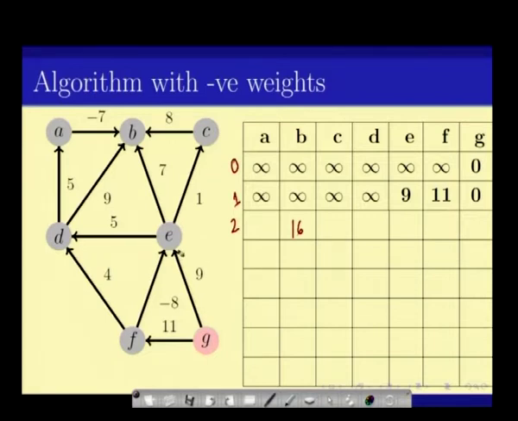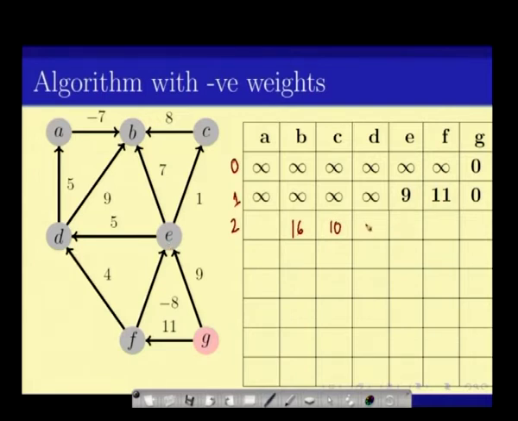Similarly, for C, you can see that the shortest path of length 2 from G to C goes through E, and which will be 10. And for G to D, either you can go for 9 plus 5, because 9 is there and I can go for one more step 5, or I can go 11 plus 4. 11 plus 4 is 15, 9 plus 5 is 14. So, this will be 14.